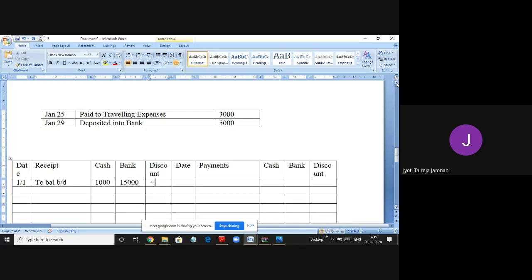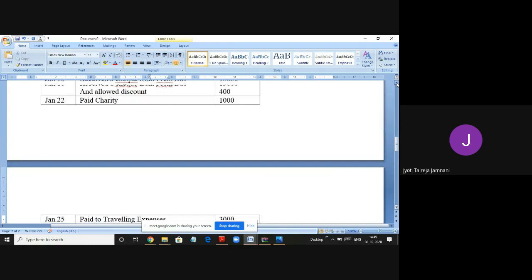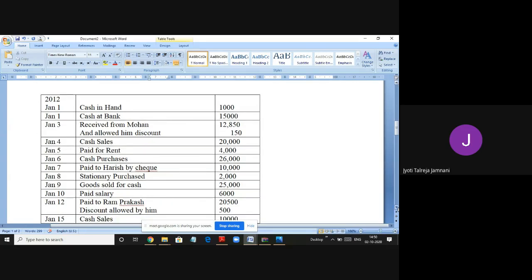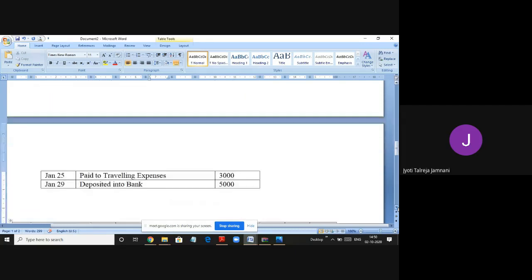Okay, let's see the next transaction. Both were on 1st Jan. If you want, you can write it twice, to balance brought down, to balance brought down. But even if you write once and enter in the respective columns, it would be right. 3rd Jan, received from Mohan and allowed him discount. So how much have we received? 12,850. And how much discount? 150. Now we have received, so it will go on the receipt side. They have not mentioned check, so that means we have received cash.